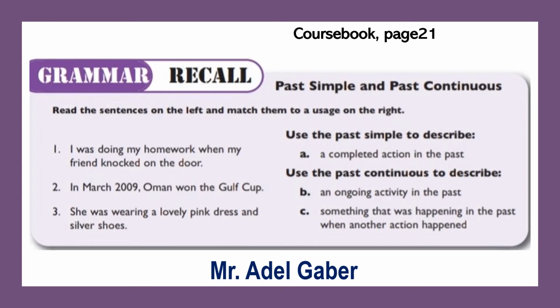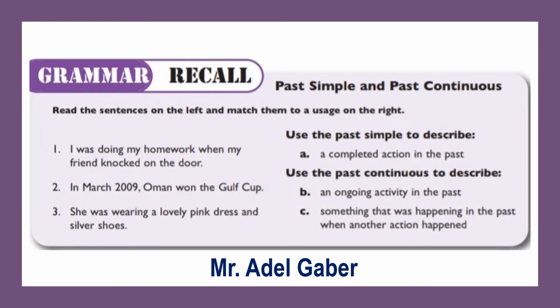Read through the example sentences on the left and match each sentence with the description of its usage on the right. Have you finished? Check your answers. Sentence number 1. I was doing my homework when my friend knocked on the door. Yes, it is number C. Something that was happening in the past when another action happened.